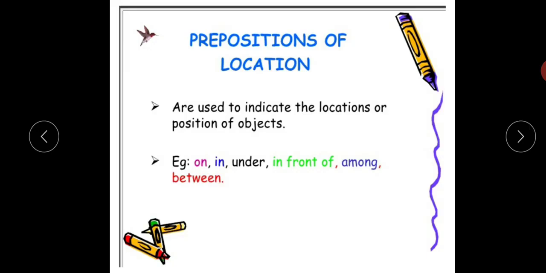And these prepositions are used to indicate the location and come before a noun or a pronoun in a sentence. Examples are in, on, between, behind, under, over, near, in front of, among. All these are called prepositions of place or location. So they are used to indicate the location or position of the subjects in a sentence.